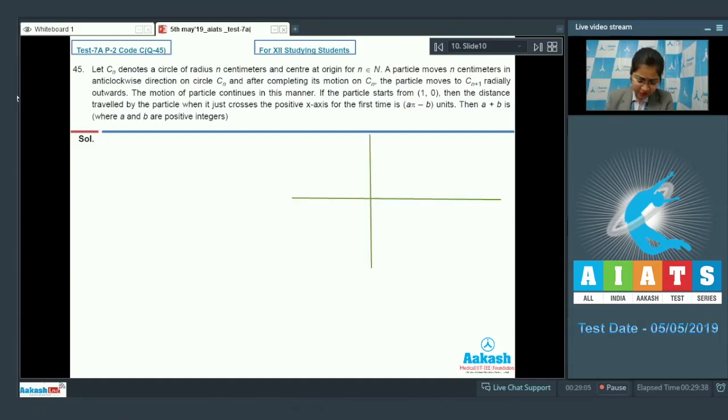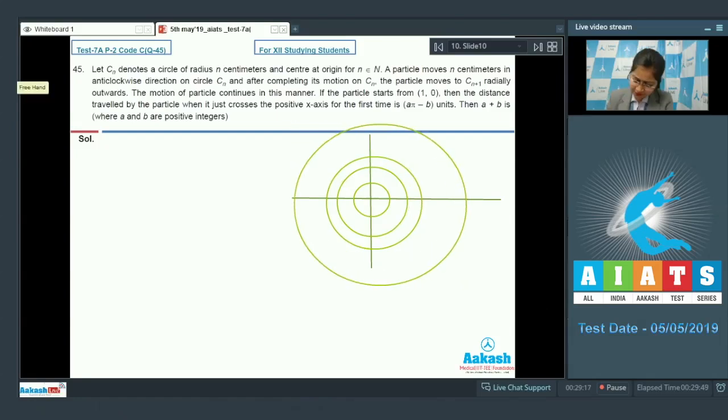So the diagram will be something like this. Let us say this is the first circle, this is the second circle, this is the third circle, and so on. So the particle starts at (1, 0). The radius of the first circle is 1, so it moves here 1 unit. Then it moves radially outwards, this is also 1. Now here it will go 2 units. Then it will go outward 1. Then here it will go 3 units and so on.